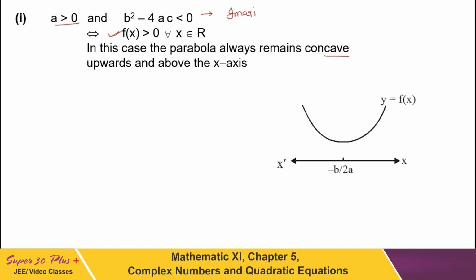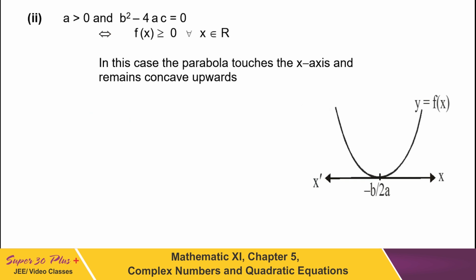This is one of the most important concepts. We have to remember that if f(x) is positive, then a is positive and D is negative. These are the two fundamental conditions for f(x) to be greater than 0. If f(x) is greater than 0, then we can write a is positive and D is negative.